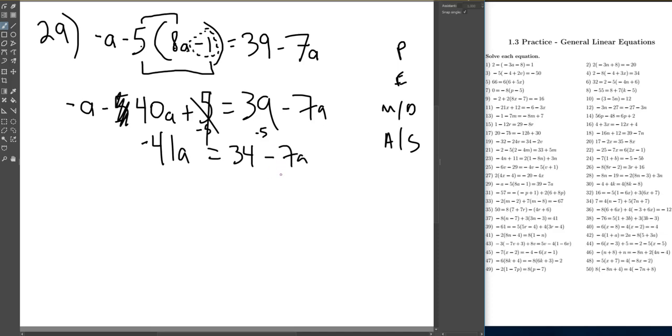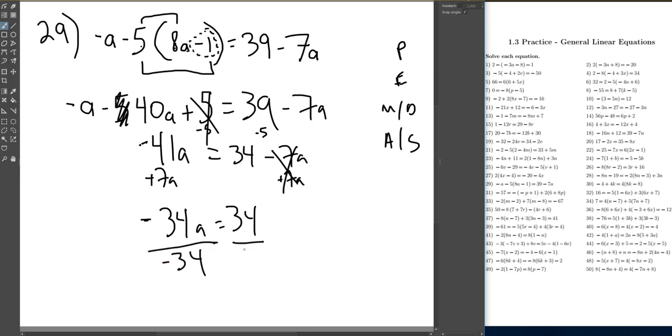Okay, I want to put all the a's on one side. So if I have minus 7 in here, I will add 7a. If I subtract 7 apples, I add 7 apples to that to come out to 0, right? Poof, poof. Plus 7a here. Minus 41 plus 7, which is really 41 minus 7 equals 34a. Don't forget the minus sign, right? Equals 34.